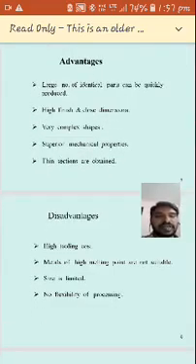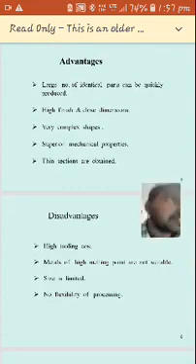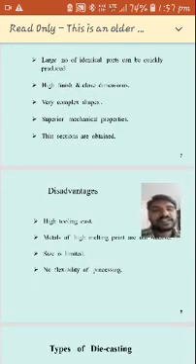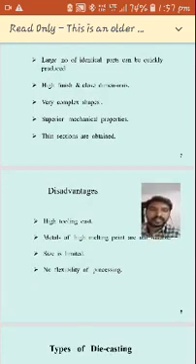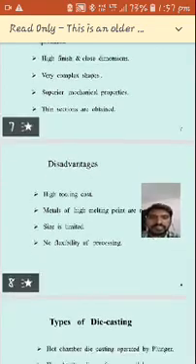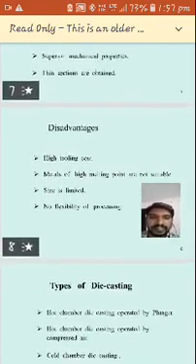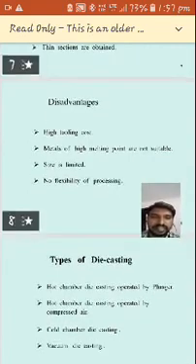Next, superior mechanical properties: we can get good mechanical properties. And thin sections can be obtained. So that is about the advantages of die casting. If you have advantages, then it also has some disadvantages. What are the disadvantages of die casting?